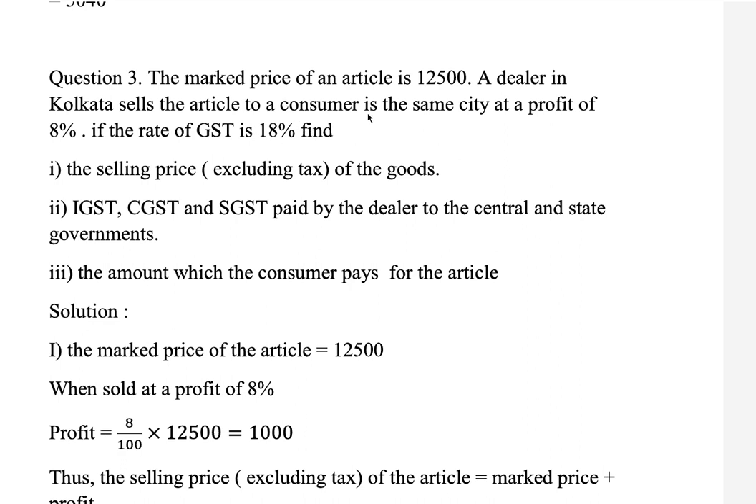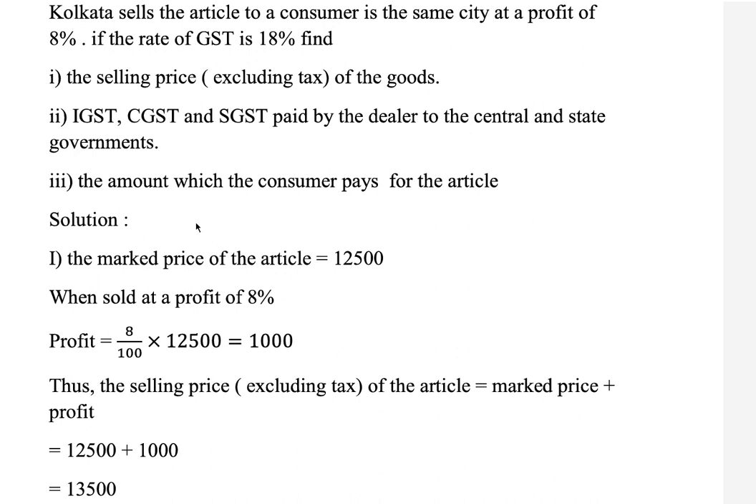Come to the next question. The marked price of an article is rupees 12,500. The dealer in Kolkata sells the article to a consumer in the same city at a profit of 8%. If the rate of GST is 18%, find the selling price excluding tax of the goods, IGST, that is integrated goods and services tax, CGST and SGST paid by the dealer to the central and state government, the amount which the consumer pays for the article.